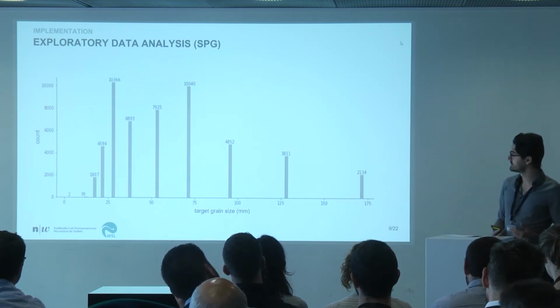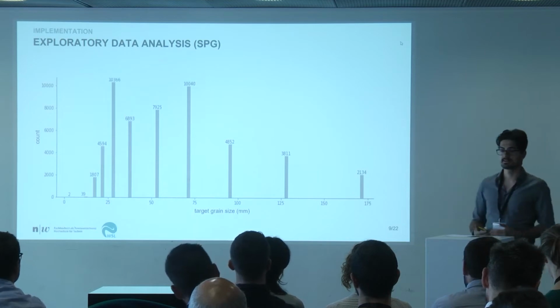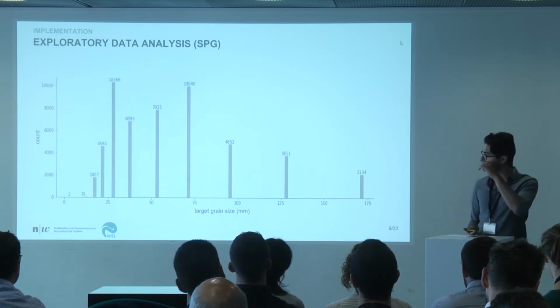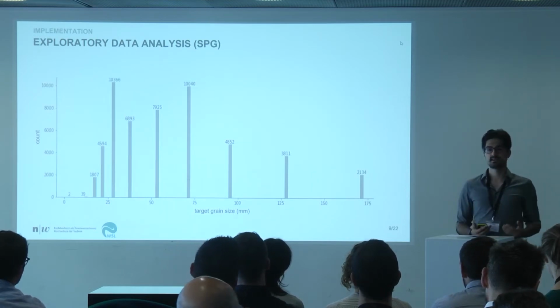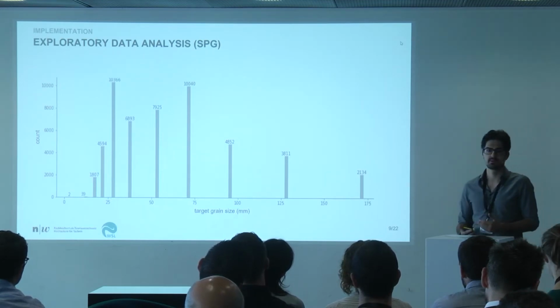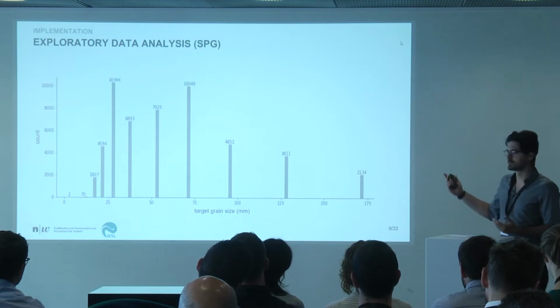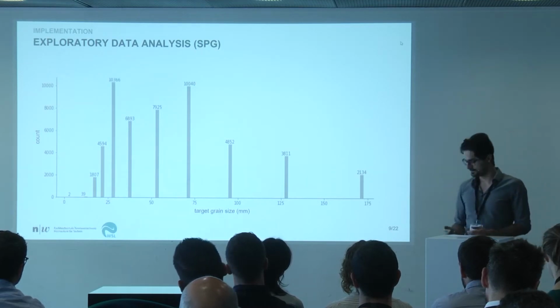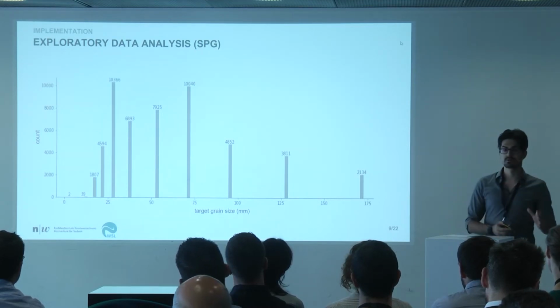What we also have here is a discrete distribution of the data set, which is also a handicap for us, because in a real natural environment, the grain sizes would be continuous, so it wouldn't be categorical like this one. So now let's focus on the features.